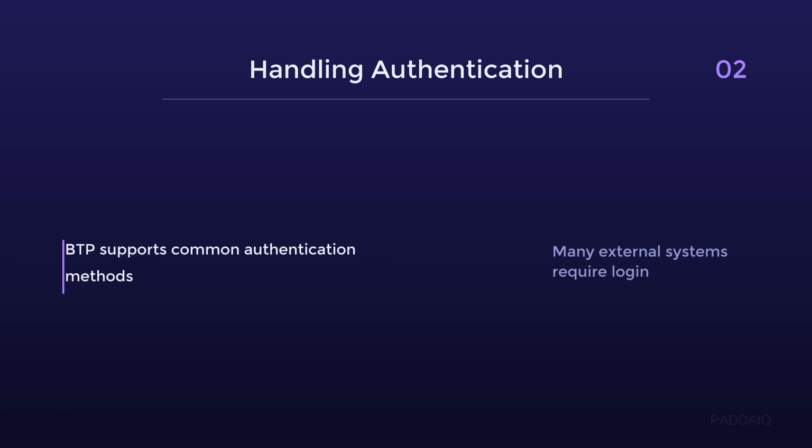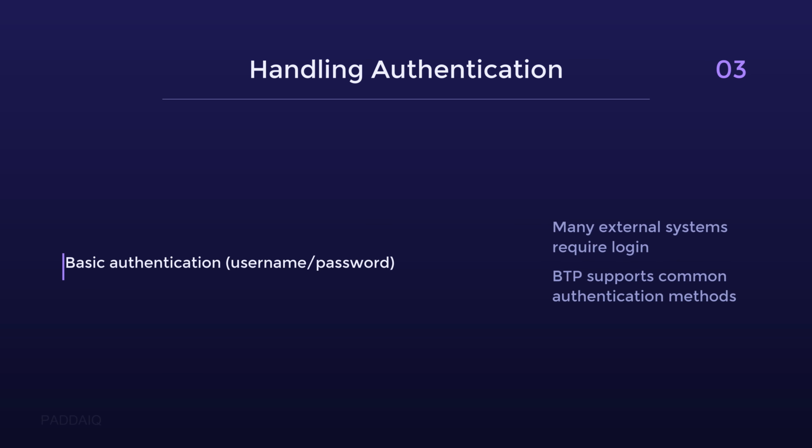BTP supports common authentication methods. This means it offers standard ways to verify user identities, like single sign-on with your corporate login. For example, employees can access multiple cloud applications using just their company email and password, without creating new credentials for each one. This simplifies access while ensuring security across your business applications.